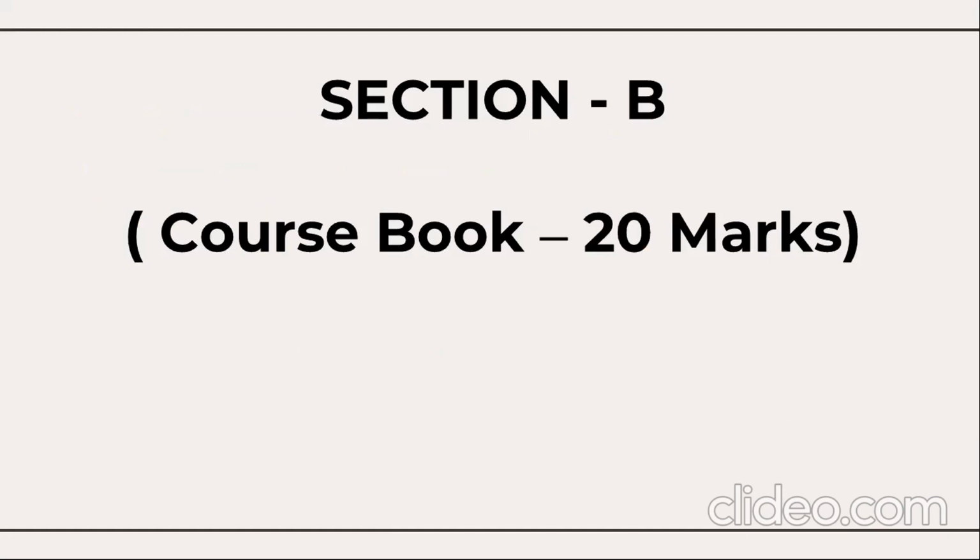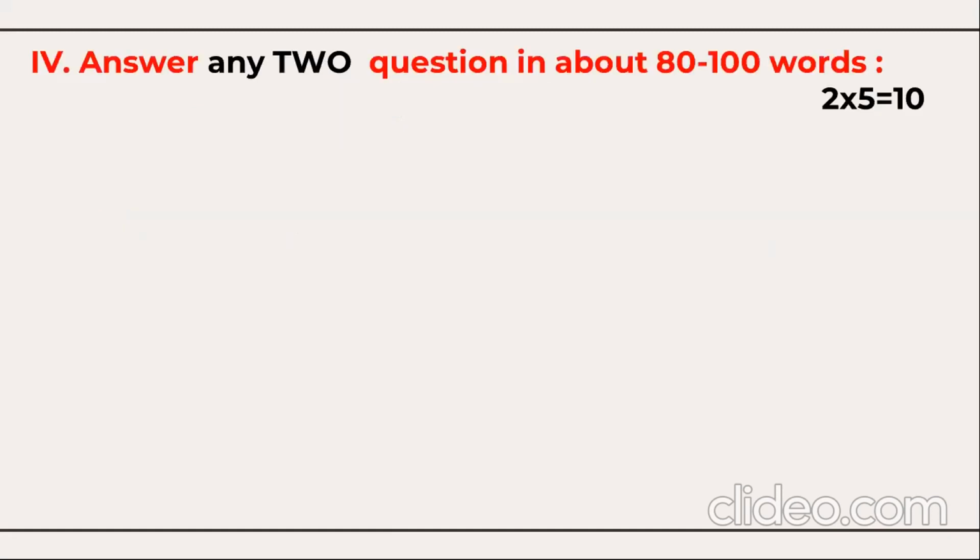Now we are moving to the course book, where you have 6 chapters and 20 marks questions will be asked here. And in this section you have here 2 segments: 5 marks 2 questions, and 10 marks 1 question with choices. So fourth section, answer any 2 questions out of 4. Each question is for 5 marks.